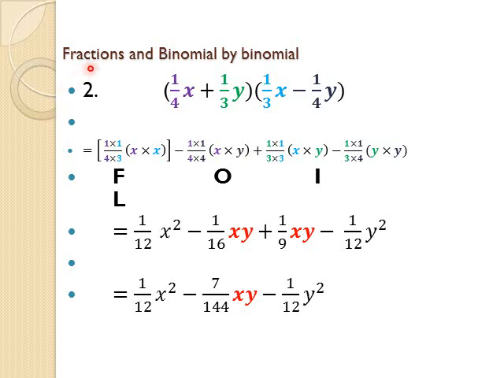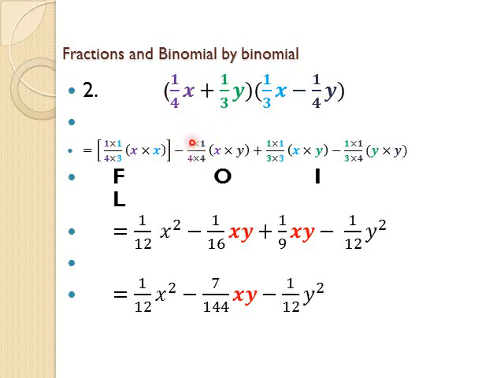Right, now in the second one, we're going to look at when we multiply binomial by binomial. So here we have 1 over 4x plus 1 over 3y, 1 over 3x minus 1 over 4y. Right, so first times first. So 1 over 4x times 1 over 3x. So we're going to say 1 times 1, 4 times 3, and then x times x. For second one, positive times negative stays negative.